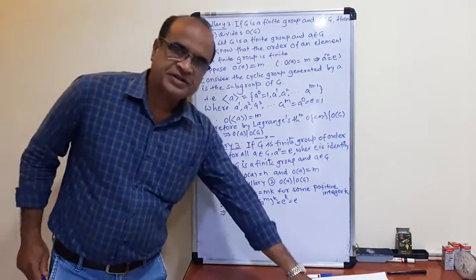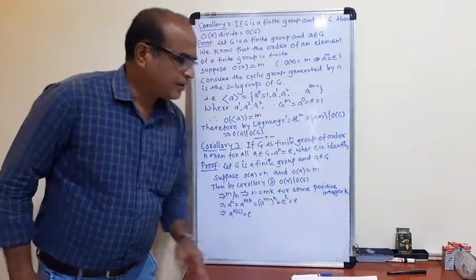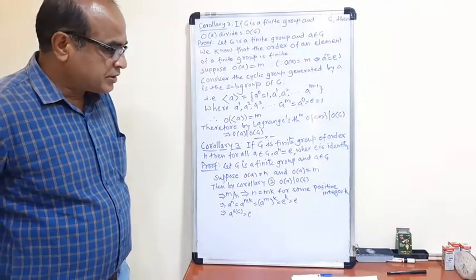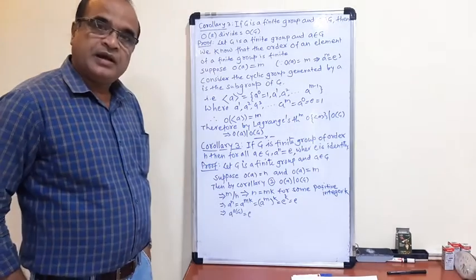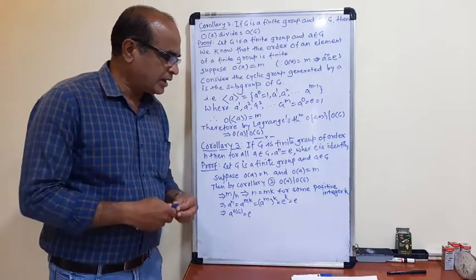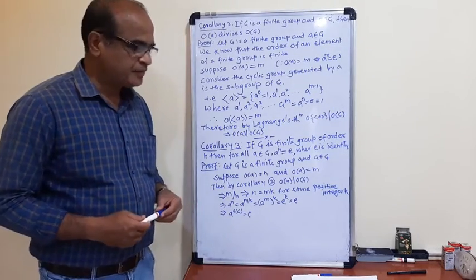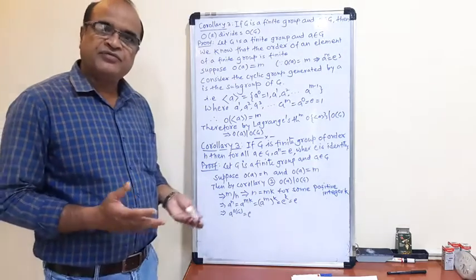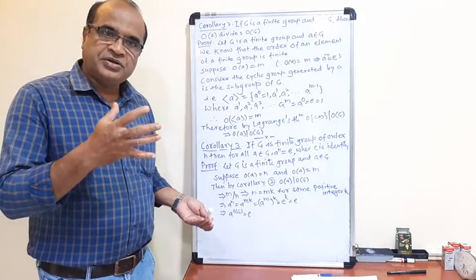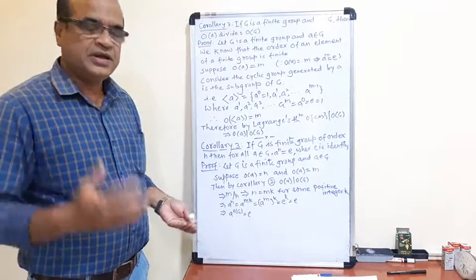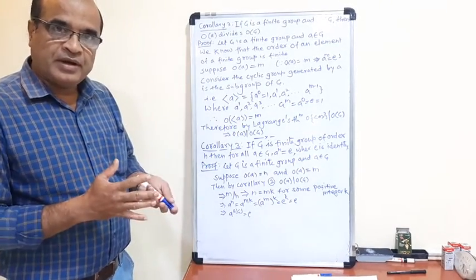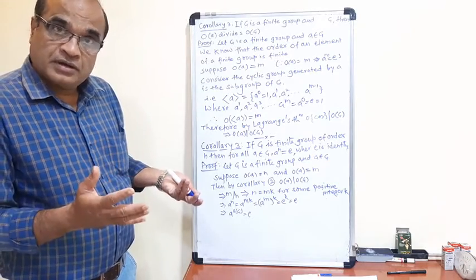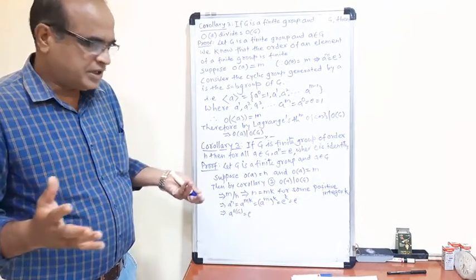In this lecture, we discuss the consequences of Lagrange's theorem. Yesterday, in the last lecture, we studied: what is Lagrange's theorem? If H is a subgroup of a finite group G, then the order of H divides the order of G. That is the relation between the order of subgroup H and the order of G.